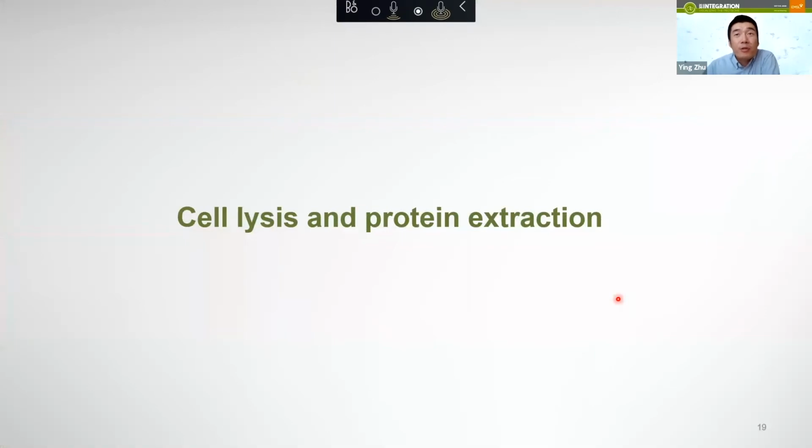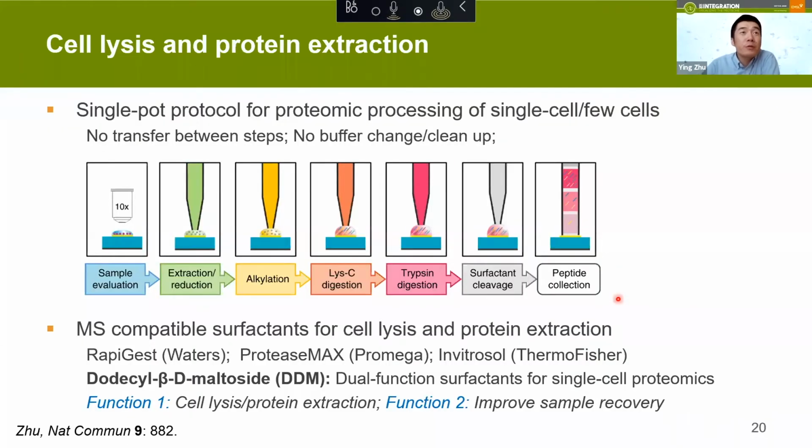For cell lysis and protein extraction, we usually use a single-pot protocol because, as Ryan and Peter discussed this morning, the transfer will cause more sample loss. We have no transfer between steps and no buffer exchange or cleanup. So we put the sample inside the wells and do multiple steps: extraction, alkylation, and digestion, and remove the surfactant by acid.